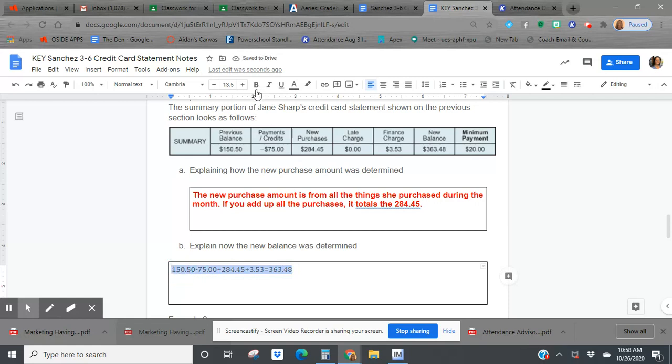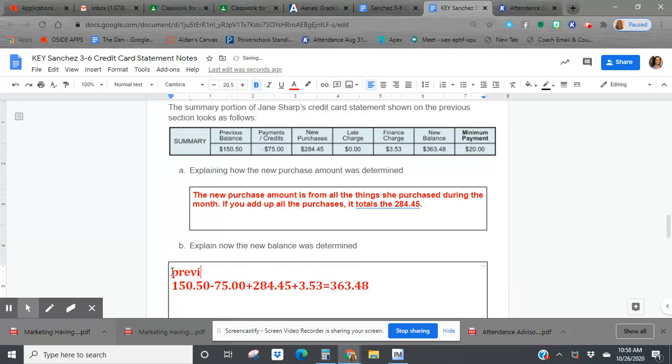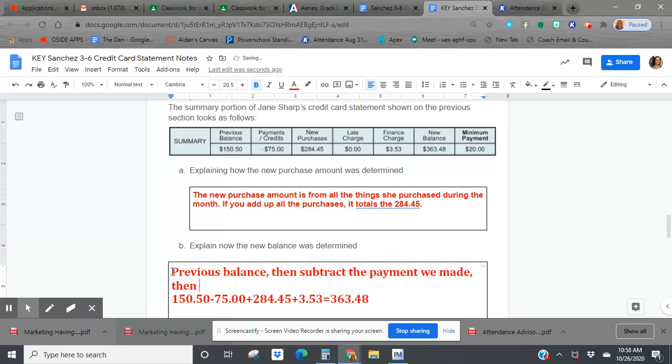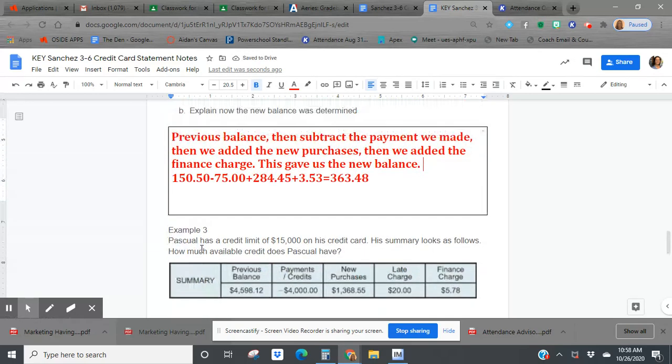So let's write down in words what just happened. So we took the previous balance and we then subtract the payment we made, and we added the new purchases, and we added the finance charge. And this gave us the new balance.